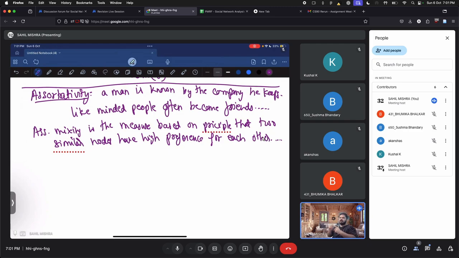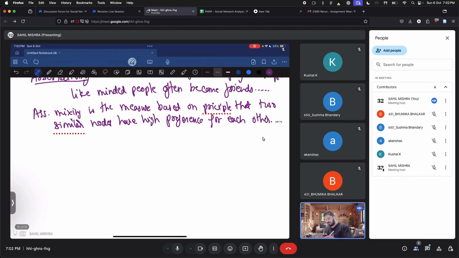It doesn't matter whether they haven't met for a long time, but if they are similar, they will automatically get connected. So assortativity is measured using a lot of things, but generally scientists prefer measuring it using degree or common neighbors, and most of the time the Pearson correlation coefficient is used.